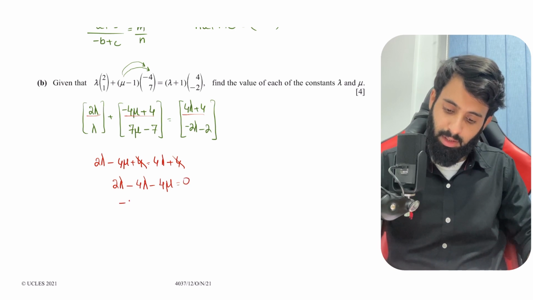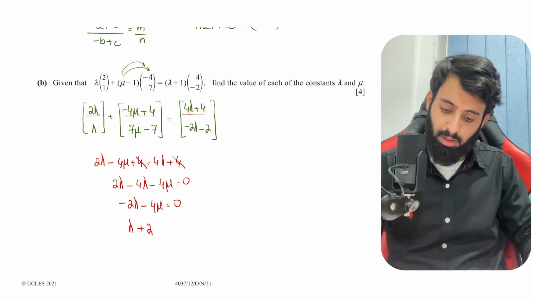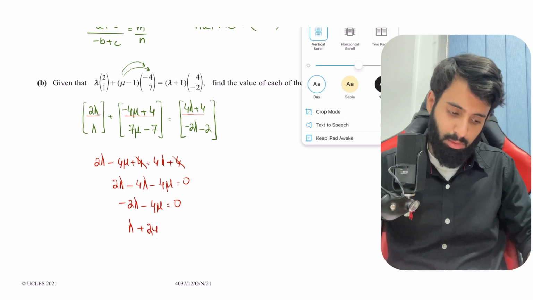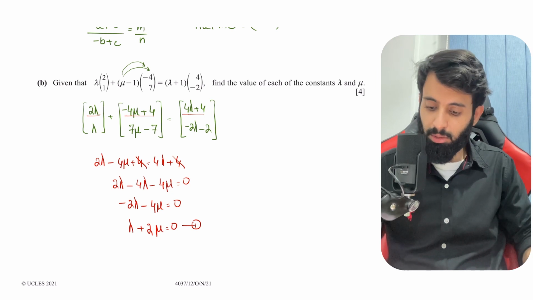Let's write this nicely. So minus 2 lambda minus 4 mu is equal to 0. Let's take minus 2 common. So that way we'll have lambda plus 2 mu is equal to 0. Okay, so here's the first equation, and we can use this equation to make lambda the subject. We'll do that later on.